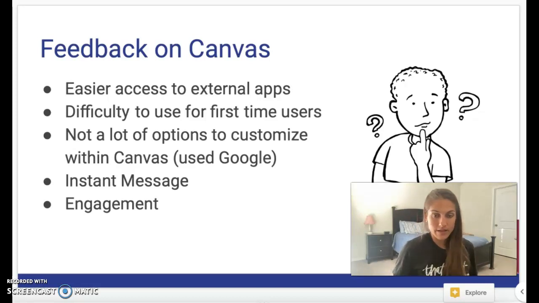The next thing is instant message. I was hoping that there would be a time frame I can put on or set up within Canvas where students are able to send me an instant message so I can reply and it's real time. And then the engagement too within Canvas, I believe needs help, but that's where you have a lot of the external apps to help you.